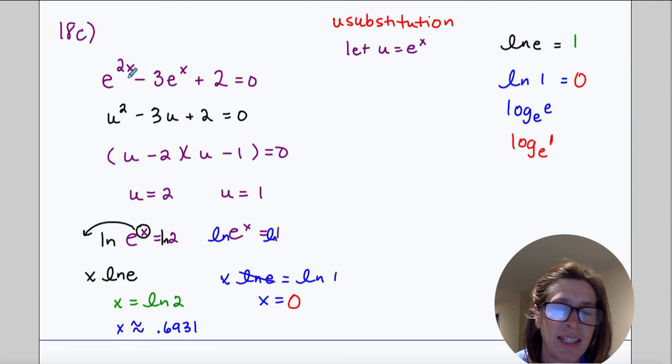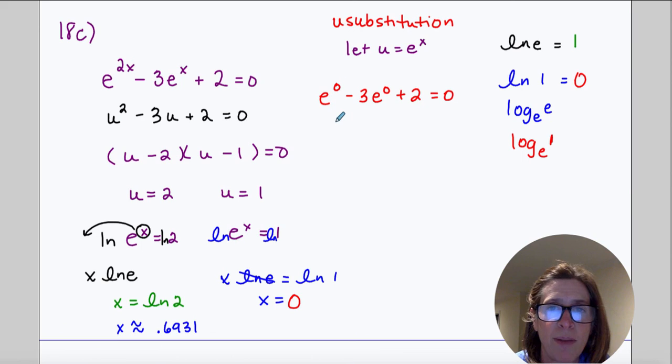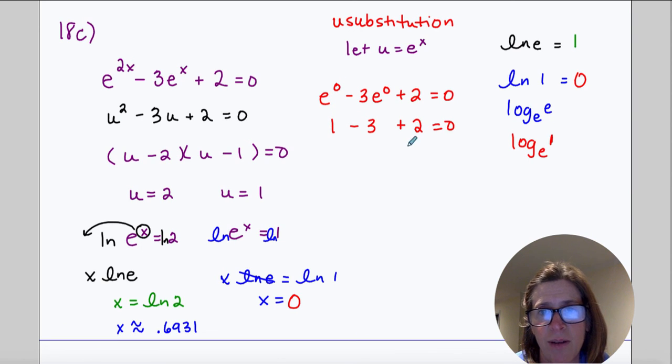All right, I could test that out. I'm actually going to test the 0 out. I just want to see. So I'm going to get e to the 0 minus 3 e to the 0 plus 2. Does that actually equal 0? So I'm going to get 1 minus 3 plus 2 equals 0. And you see how that checks out? We do indeed get 0 equals 0. So that makes the equation true.